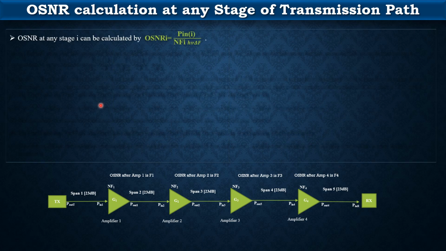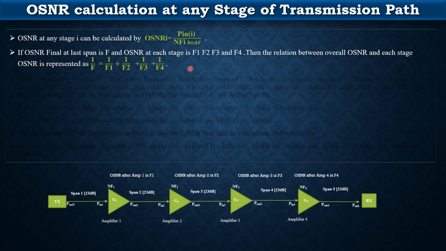OSNR at any stage i can be calculated by OSNR i is equal to P in i divided by NF i times h nu times delta f. Let's see what the parameters are. P in is the input power; you can see this is P in 1. NF i means the noise figure at that stage. h is Planck's constant, nu is the frequency, and delta f is the reference bandwidth. You know all these terms. The noise figure is the variable here.